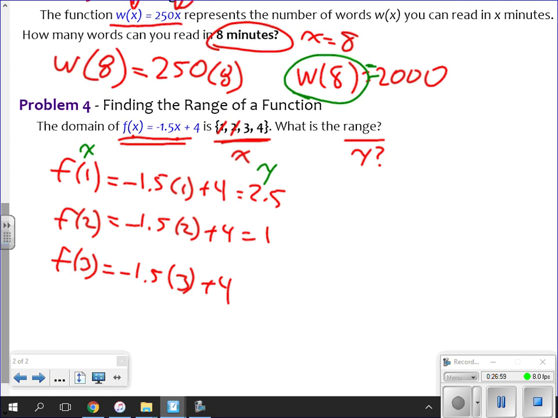Multiply it out. Add them together. Negative 1.5 times 3 plus 4 gives me negative 0.5. And then I have to do it how many more times? One more time, because I did it for 3, now I got to do it for 4. f of 4, negative 1.5 times 4 plus 4. Once again, I replaced x with 4. Negative 1.5 times 4 plus 4 gives me negative 2.